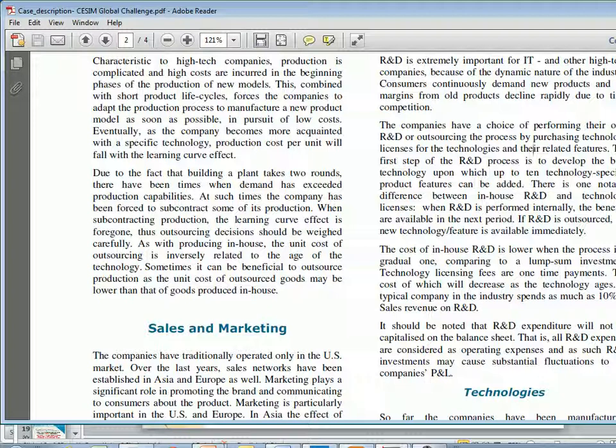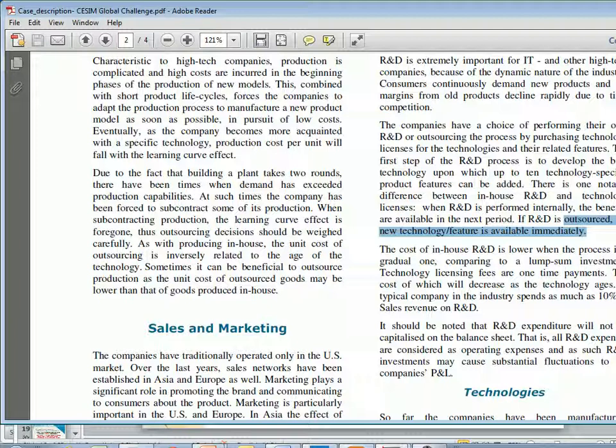So anyways, the first step of R&D is to develop the base upon which up to 10 specific features can be added. And one noticeable difference between in-house R&D and technology licenses: when you do your R&D internally, you're not going to be able to use the technology until the next period. But if you buy it, you can use it right away.